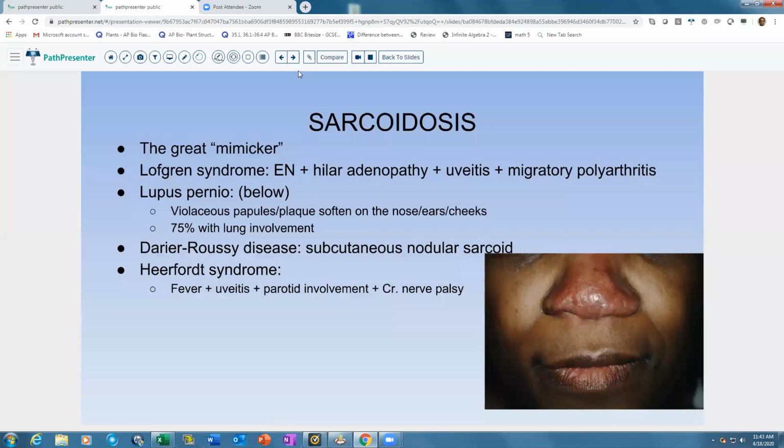Sarcoidal granulomas, clinically, this is a great mimicker, so it can look like a lot of different things. In Löfgren syndrome, you have erythema nodosum plus hilar adenopathy plus uveitis plus migratory polyarthritis. And there are multiple syndromes that you need to know of that are associated with sarcoid. One is Darier-Roussy disease and the other is Heerfordt syndrome. So just remember these for your board exams.